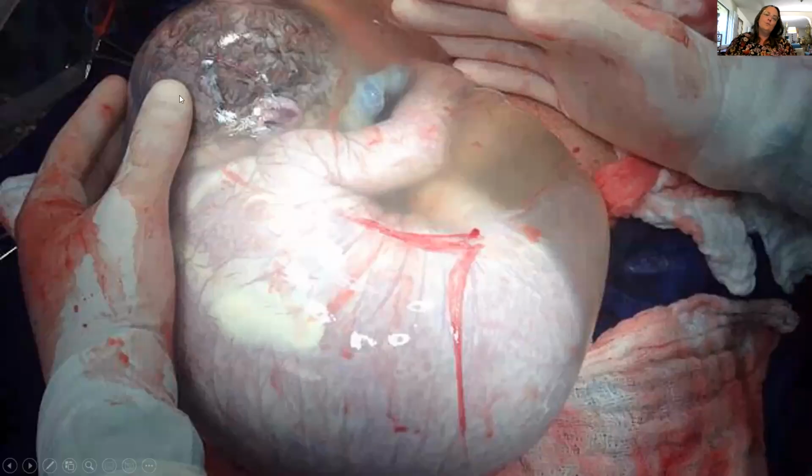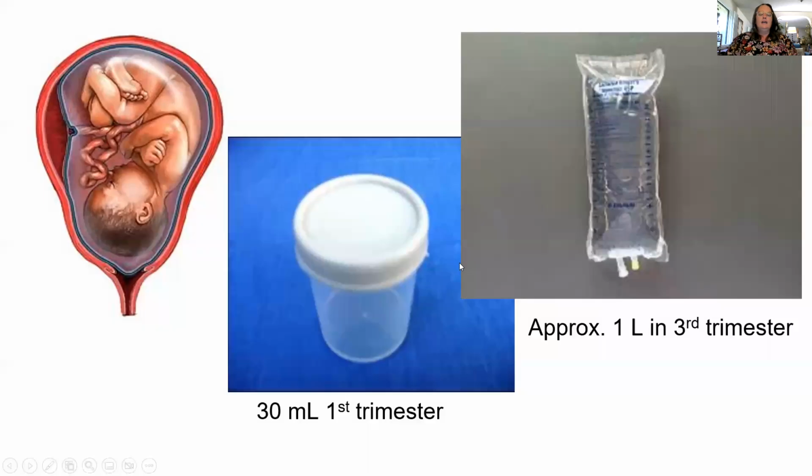So this is a really great picture. This baby was born by a cesarean section, and you can see it in the sac and the fluid surrounding it, protecting that umbilical cord. Right after this picture is taken, I'm sure they open that sac because this baby now needs to come out and start to breathe. Here's another picture. We have about 30 mLs of amniotic fluid in the first trimester and approximately 1 liter in the third trimester. These are just visuals to help you think about how much is normal, because we do have conditions of abnormal fluid levels that we will talk about in our next lecture.